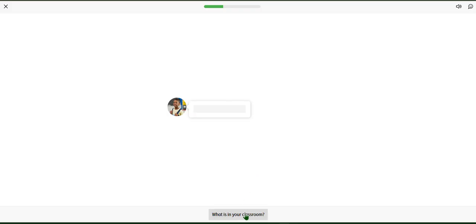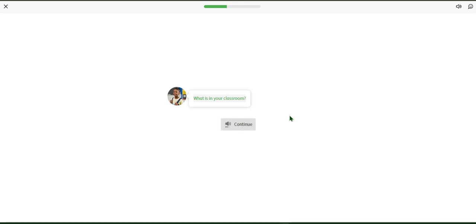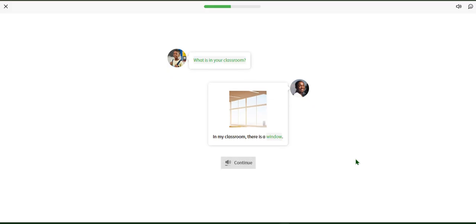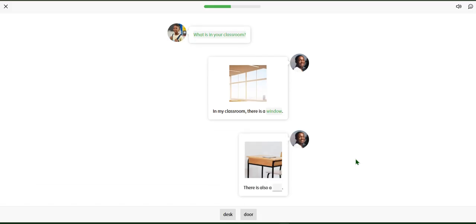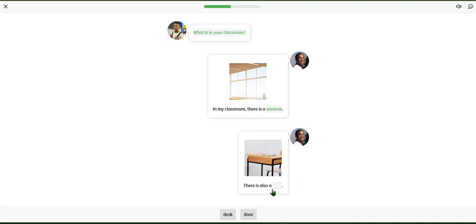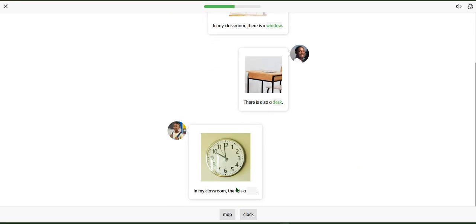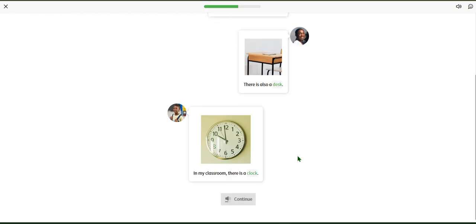What is in your classroom? In my classroom, there is a window. There is also a desk. In my classroom, there is a clock.